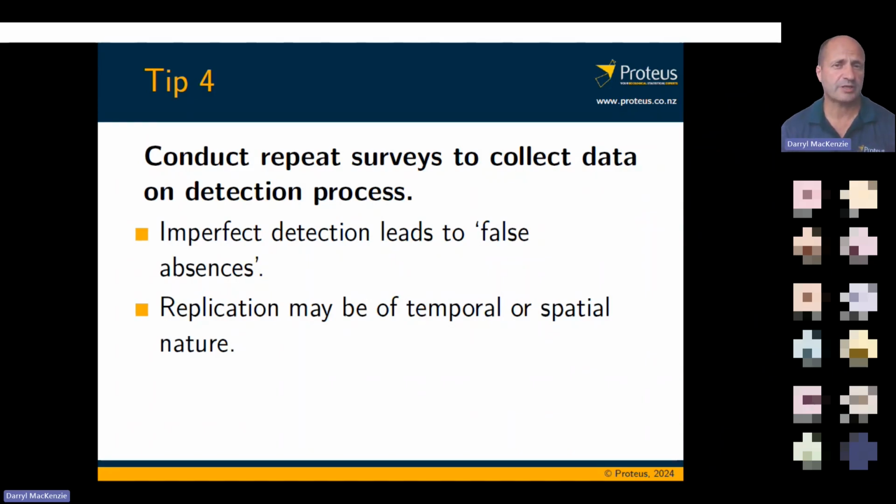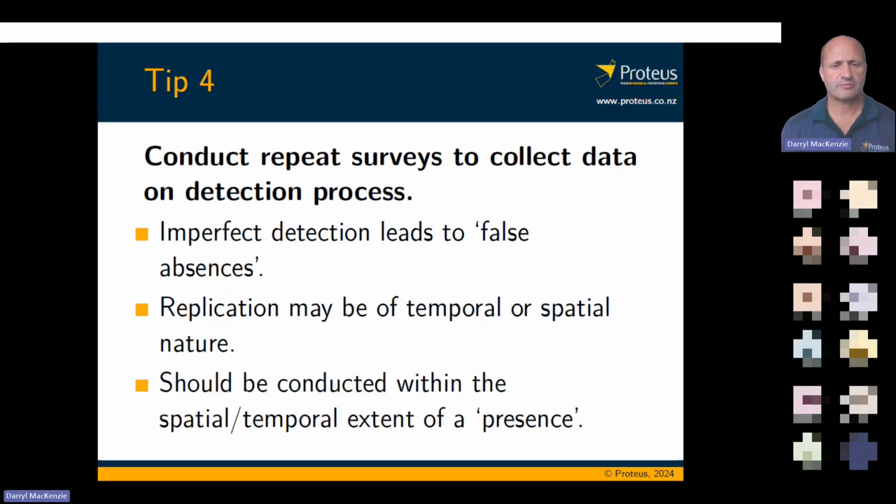That replication could also be the same method replicated multiple times. It could be different methods being used. It could be different observers being used. So there's lots of ways and flexibility for how we can potentially collect that repeat survey information. And the real key here is to think about it in terms of that spatial and temporal extent of presence. So how are we actually doing that? How do we define that extent of a presence? And then we just want to make sure that we have some form of replication that's conducive with that definition.